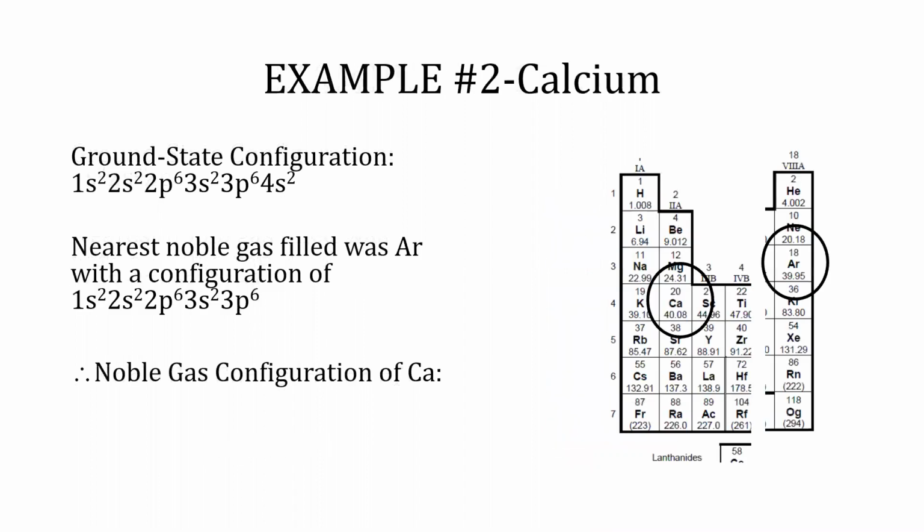The second example is calcium with an atomic number of 20, so it has 20 electrons. The ground state electron configuration for Ca is 1s2, 2s2, 2p6, 3s2, 3p6, 4s2. And since the nearest noble gas it passed was argon, with an electronic configuration for Ar of 1s2, 2s2, 2p6, 3s2, 3p6, the noble gas configuration of calcium is Ar in brackets 4s2.